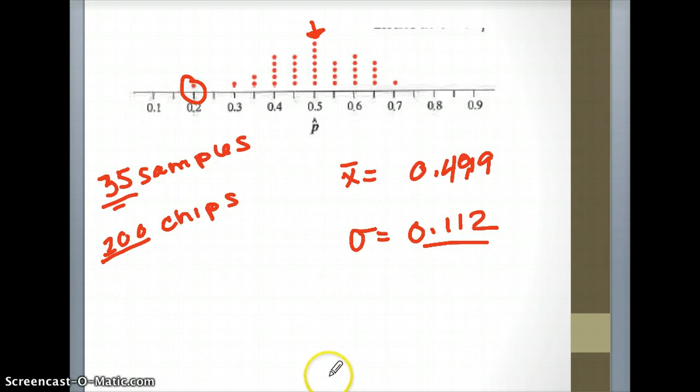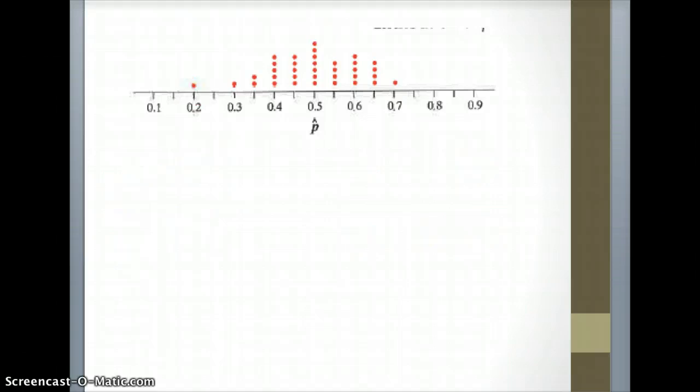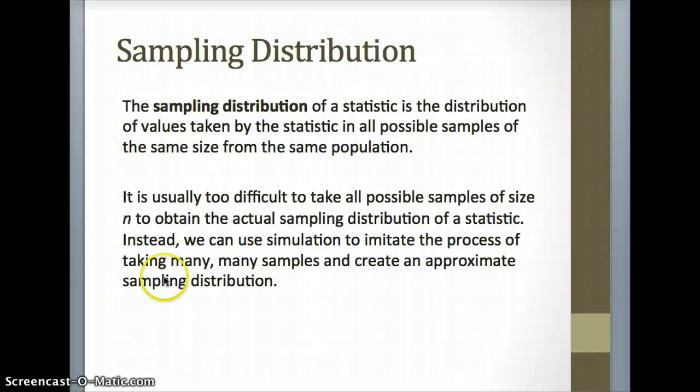If we took all of the possible samples that could be made from the 200 population, and graphed the values all together, that's what we're going to call a sampling distribution. The problem is it's just not realistic to think that you can take all of the possible samples that can be made.